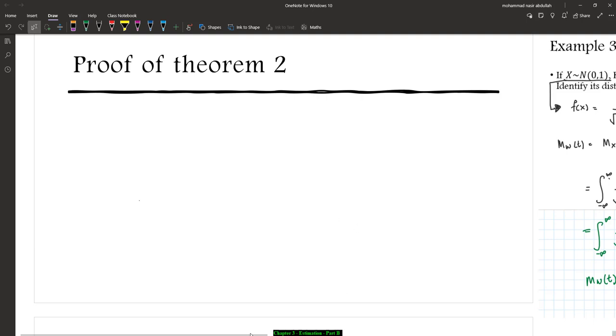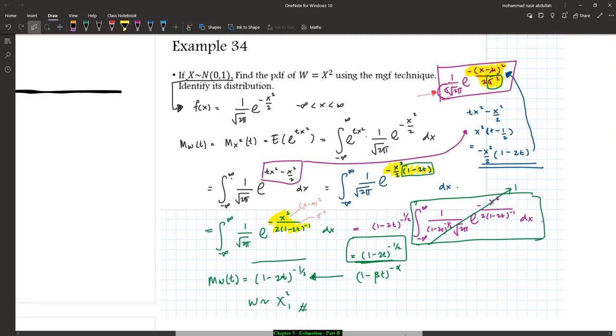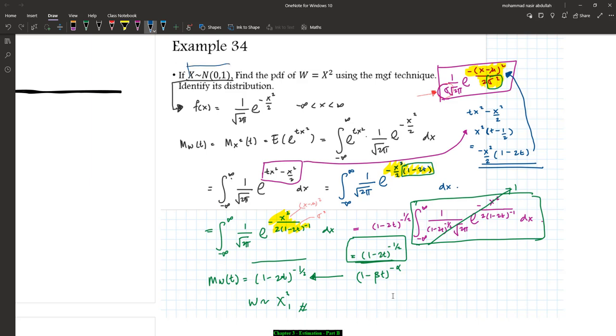So, proof of theorem number 2, we already did in the last chapter, example number 34. Remember, I told you, this one is going to be the proving for chapter number 2. So the same thing, X is having a standard normal distribution, and W is equal to X squared, which means that we square the standard normal distribution.